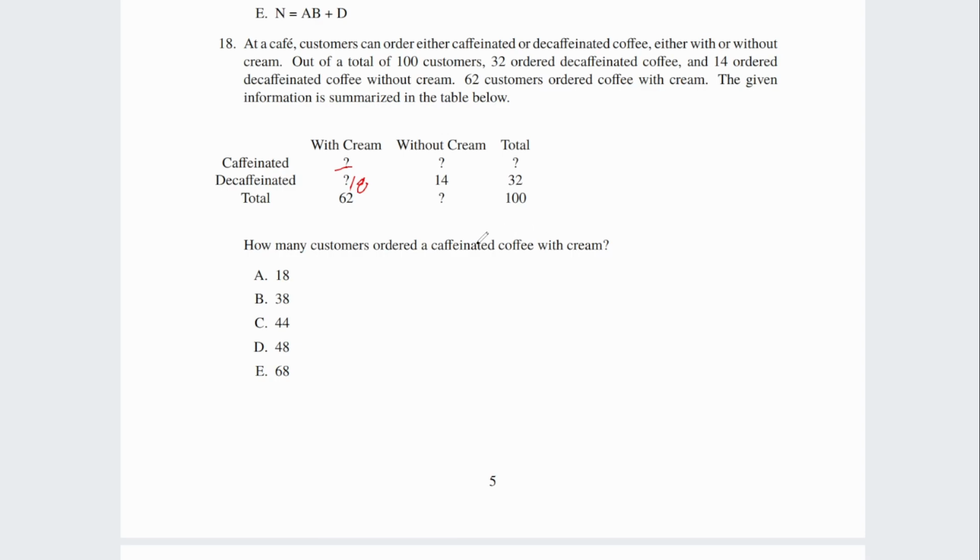62 minus 18 is going to be our caffeinated coffee with cream, the total number of customers that buy caffeinated coffee with cream. And 62 minus 18 is 44, right? We can just quickly add these up. 44 plus 18, yes, indeed is 62. So we have 44 customers that order caffeinated coffee with cream.